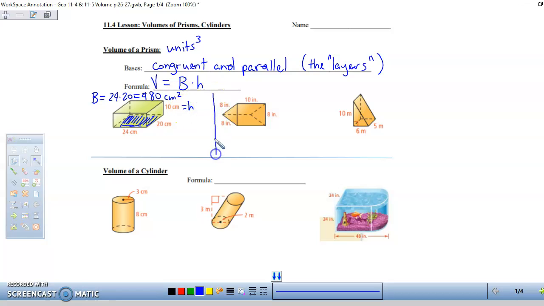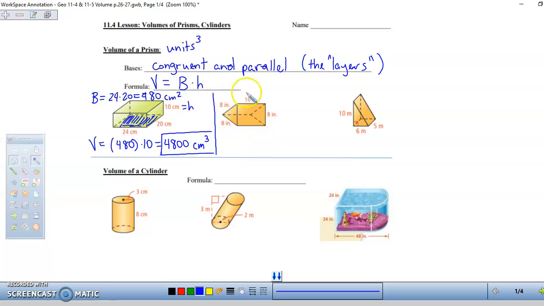Let's separate this off. The volume is the base area, so 480 is the base area, times the height of the prism. When I multiply those, I get 4,800, and again, this is going to be in centimeters cubed. Rectangular prisms are fairly straightforward.